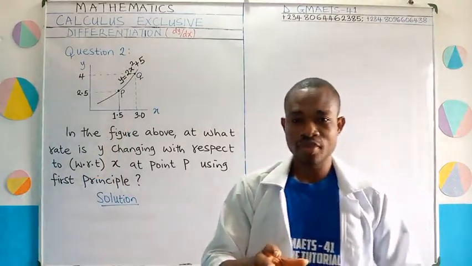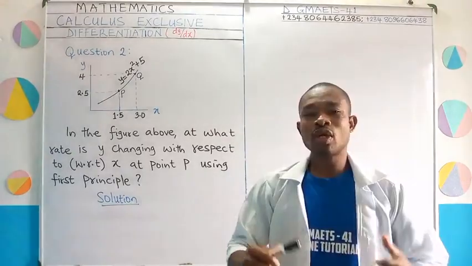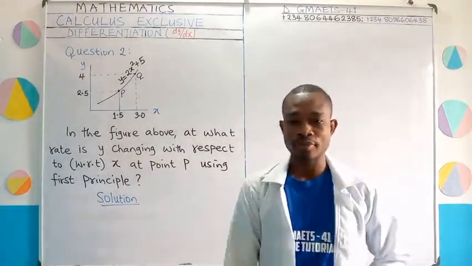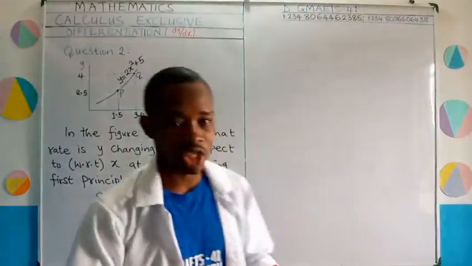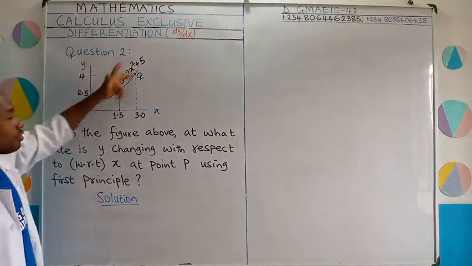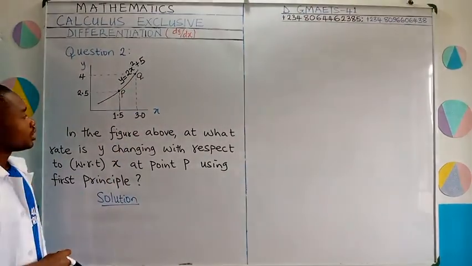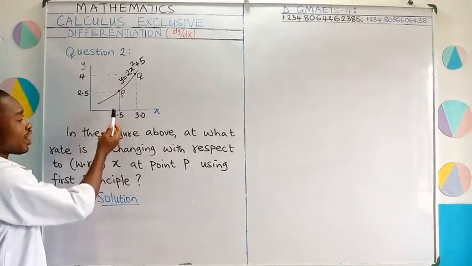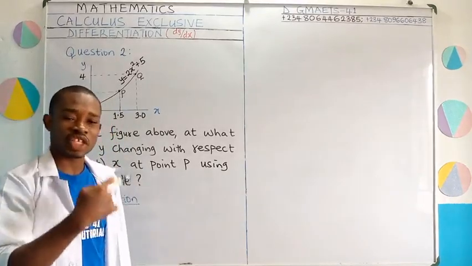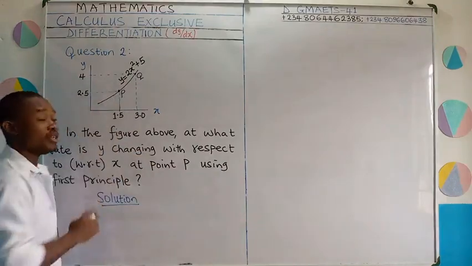In our second question here, we have this diagram. And the question reads, in the figure above, at what rate is y changing with respect to x at point P using the first principle? Please take note, WRT is the abbreviation for with respect to. This is the diagram, right? We have a curve. The curve is given by this equation, y equal to 2x squared plus 5. Now we have point P and point Q, and of course the value of x1, x2, the value of y1, y2. So it is required that we find the rate at which y changes with respect to x at a particular point on the curve, and the point is point P.